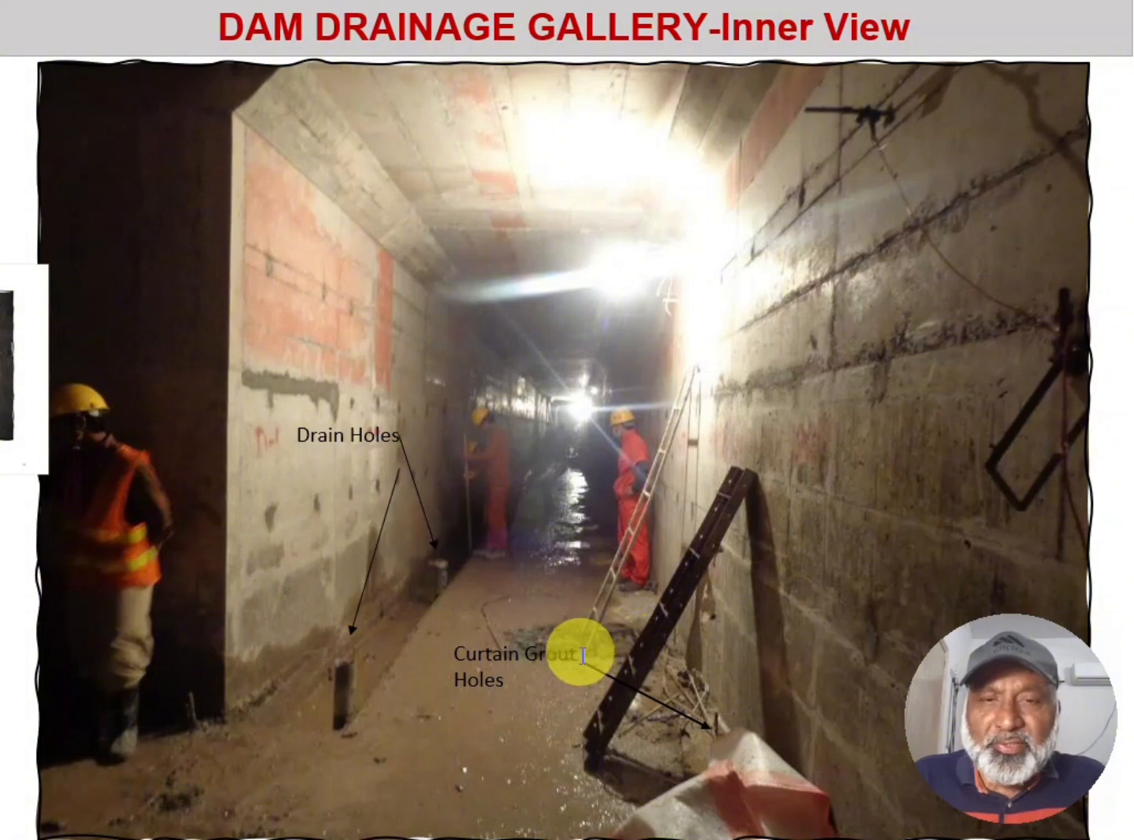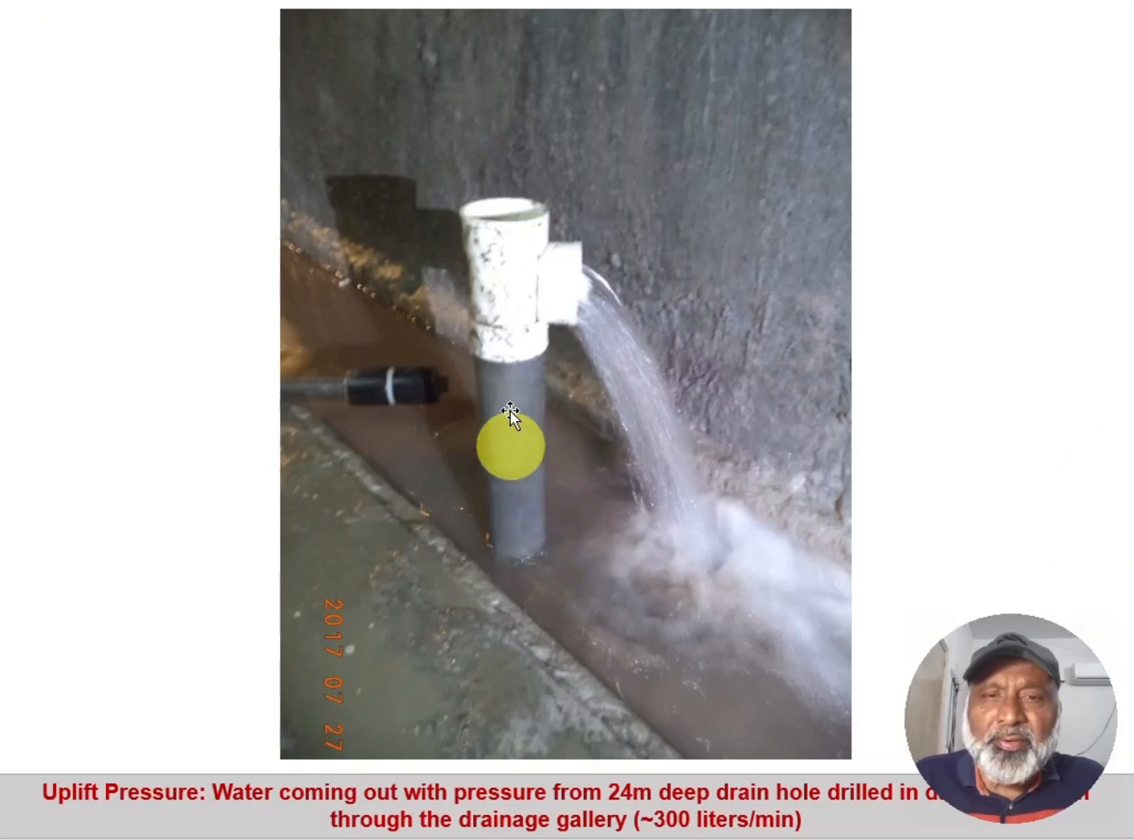This is the picture of the drainage gallery. These are the drain holes. A series of drain holes have been drilled into this gallery. This is uplift pressure, water coming out with pressure from a 24-meter deep drain hole drilled in the dam foundation to the drainage gallery. This is about 300 liters per minute flow of water. So I will explain you later. This hole was drilled and the pressure of the water is being relieved through this drain hole.